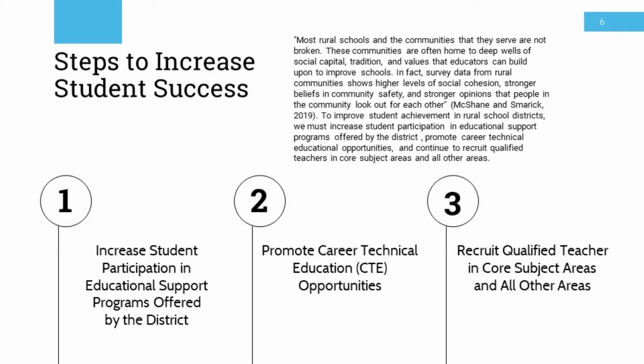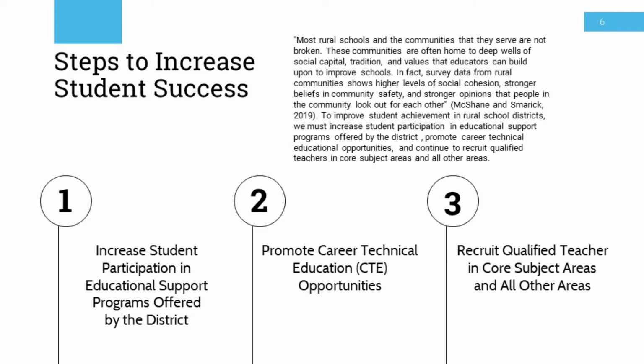These communities are often home to deep wells of social capital, tradition, and values that educators can build upon to improve schools. And it says, in fact, data for rural communities shows higher levels of social cohesion, stronger beliefs in community safety, and stronger opinions that people in the community look out for each other.